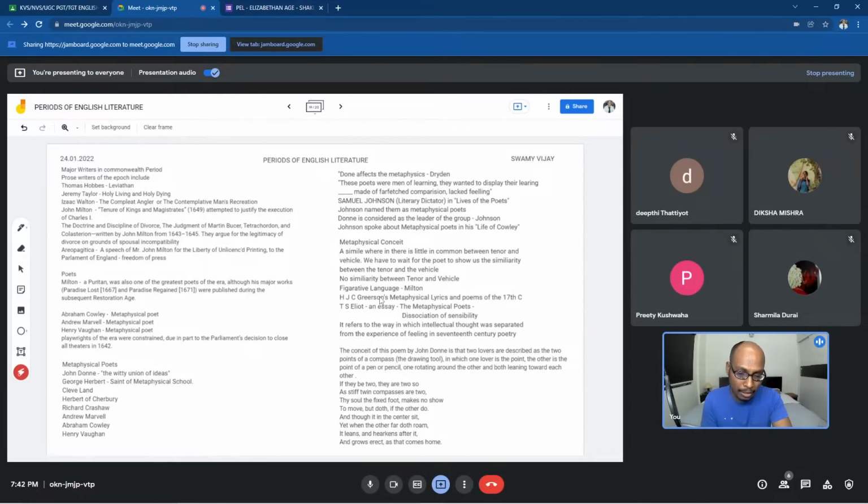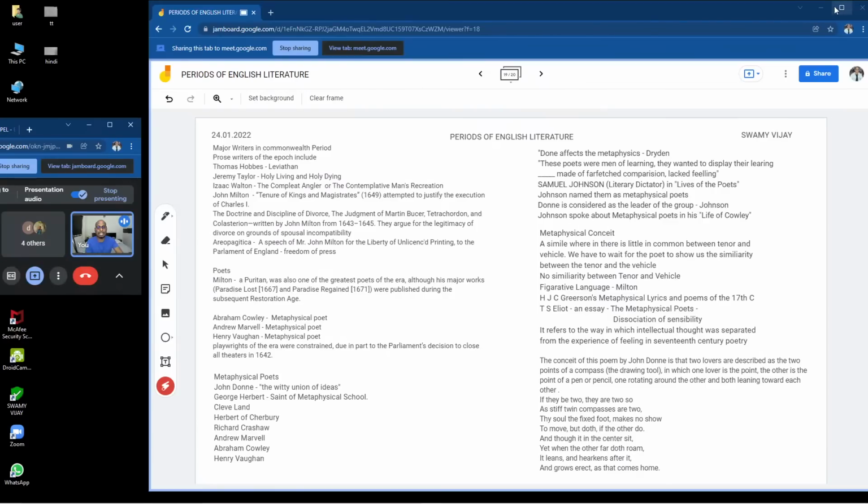Then what is another word we learned? Conceit. What is conceit? It is an elaborate description of the secondary subject or vehicle, and if the vehicle is elaborate and runs into so many lines, then it is called an epic simile. After that, now we have to understand the metaphysical conceit.